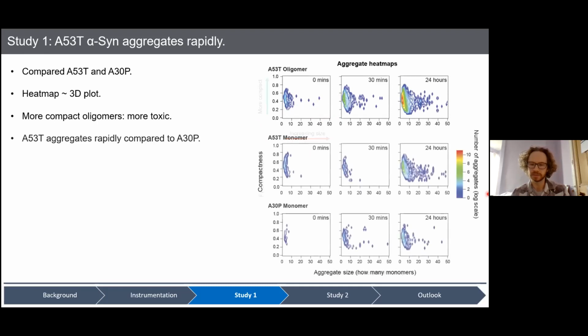So this data shows that A53T in both cases here shows more aggregates and a wider range of aggregates than the A30P here, as you just see far fewer dots placed on the map compared to here and here. And again, we see that most of the aggregates that are present are smaller in size. So this is similar to the data we saw on the previous slide. Therefore, the key finding here is that A53T aggregates rapidly in cells.